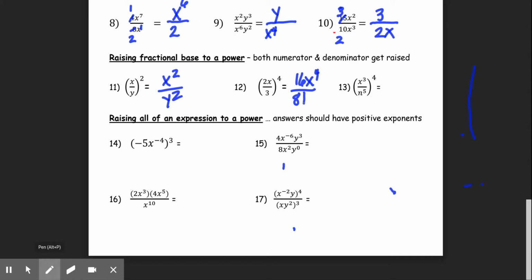Number 13, when we raise a power to a power, we multiply the powers. So this will be x to the 12th divided by n to the 5 times 4 is 20th power.